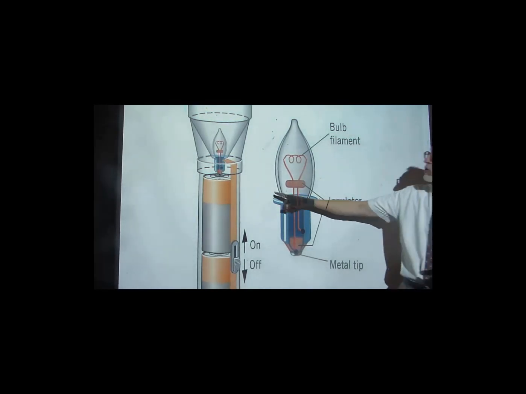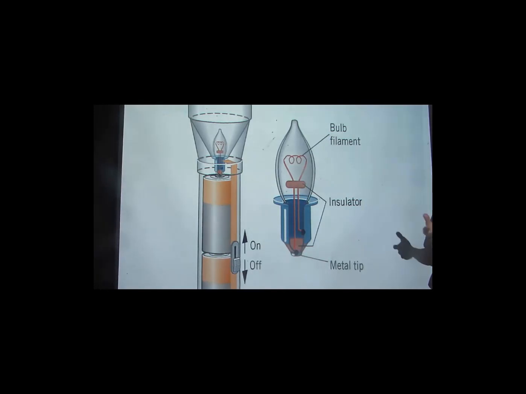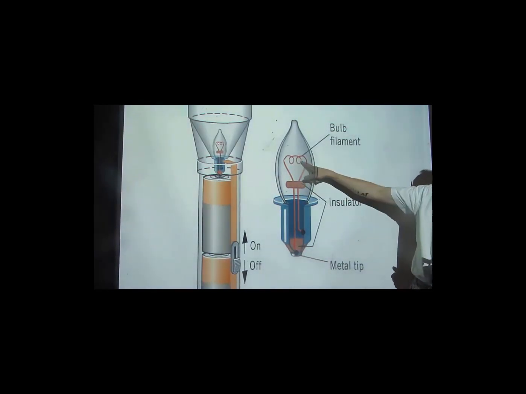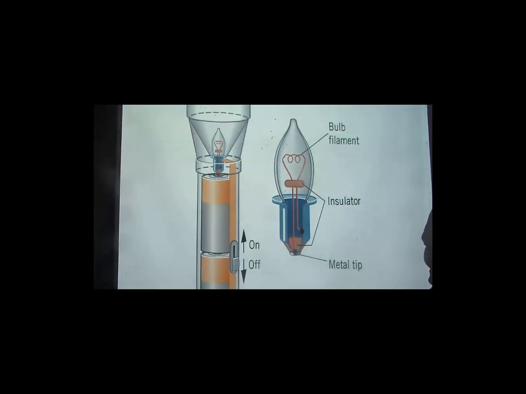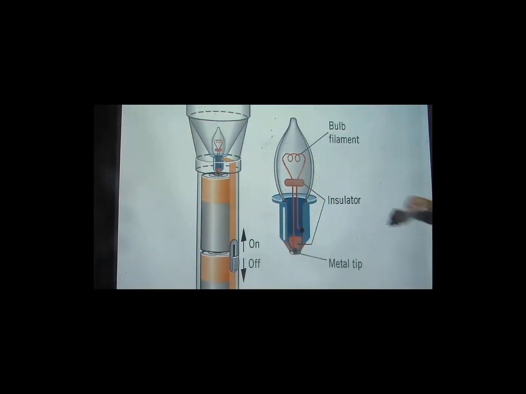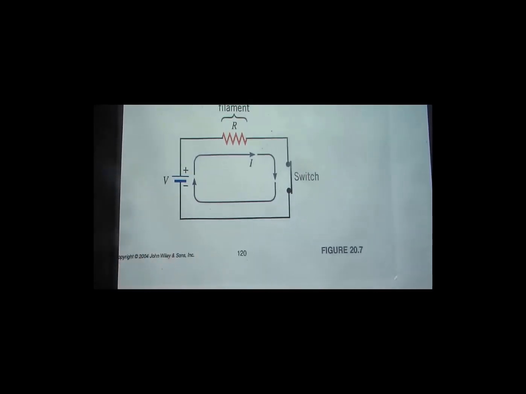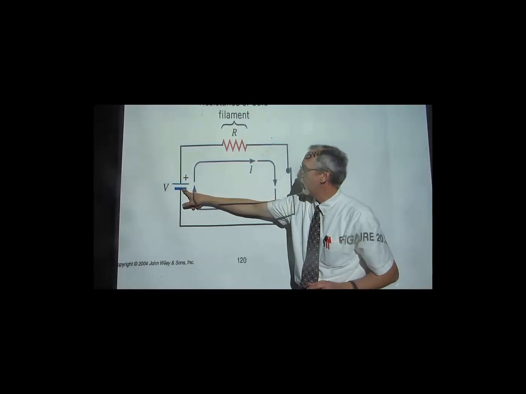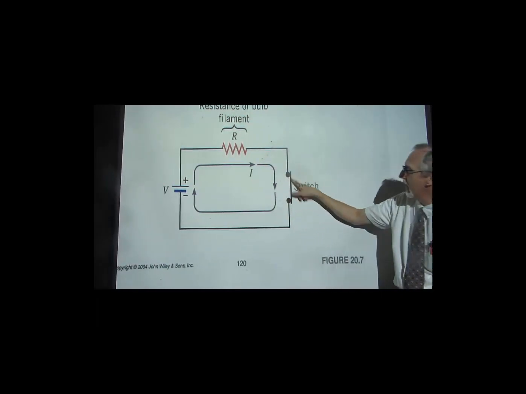As the current goes through the bulb, the filament heats up. It gets very, very hot. It gets so hot that it starts to glow. It produces light, and that's what makes the light for the flashlight. But the basic circuit diagram is exactly just what we were talking about here. Here's our battery, our power source, the high side, the current comes around, the filament is the resistor, and then some switch that we could use to turn it on or off.